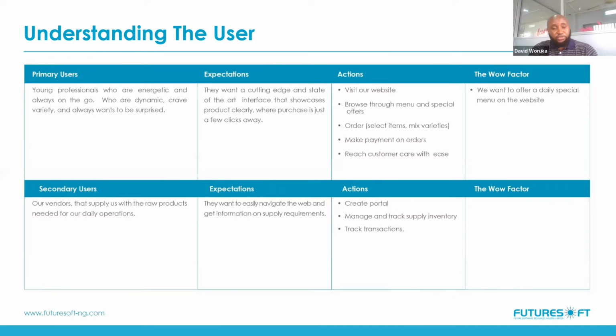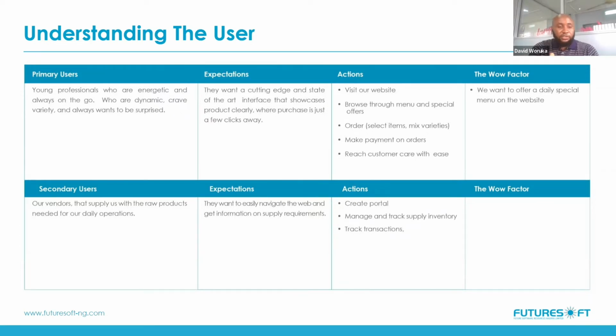And then for the secondary users, the expectation is they want to easily navigate the web and get information on supply requirements. So, actions you want your primary and secondary users to take. For the primary users: visit our website, browse through the menu and special offers, order select items, mix varieties, make payments on order, and also reach customer care with ease. For the actions of the secondary user: create portal, manage and track supply inventory, track transactions.